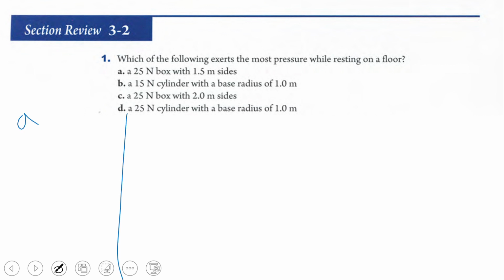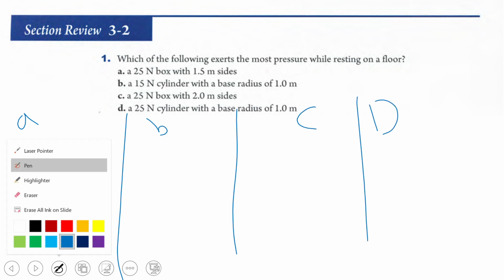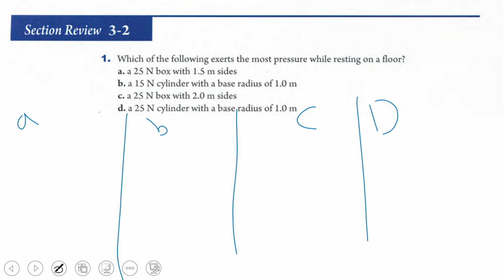Part A is this, that one is part B, that one is part C, and that one is part D. Okay, students, be with me to understand which one of them has more pressure. Part A, a 25 Newton box. Students, we have a box. We know the box has 4 sides. Each side is written 1.5 meter. The distance of each side is 1.5 meter.